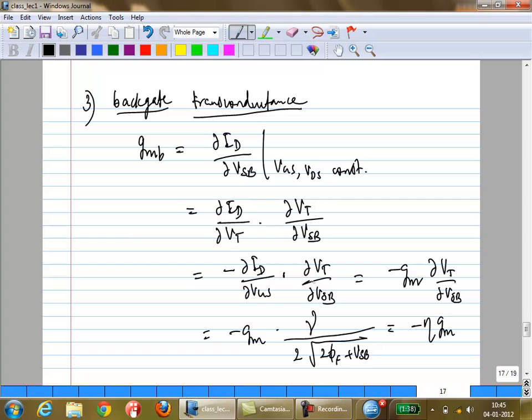and it will still be a function of your source to bulk voltage. If your bulk is wiggling, your source will wiggle. That's a fact, because your VT will incrementally change. So even though your threshold voltage may be the same, it does have a dependence on VSB. So your GMB will be there even if bulk and source are connected together, but it will be very, very small. Almost 0.